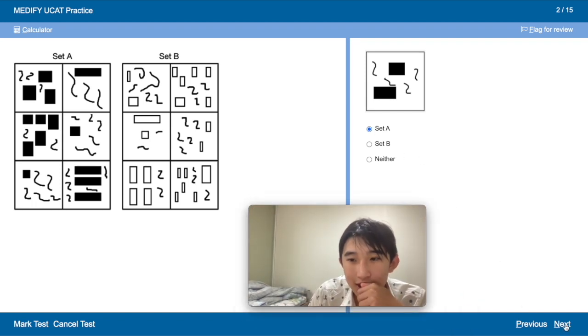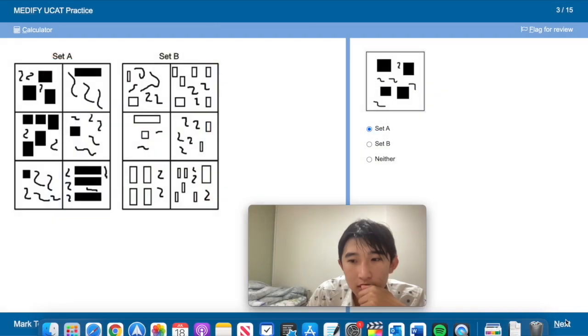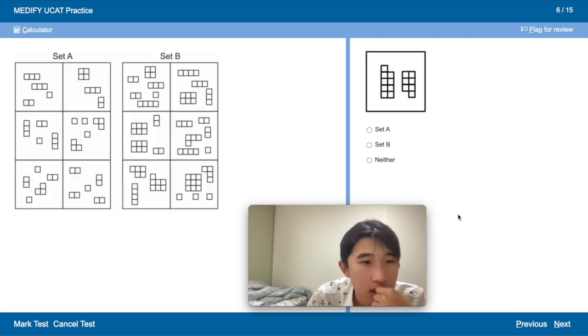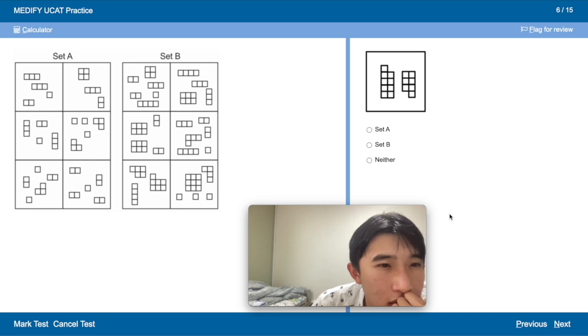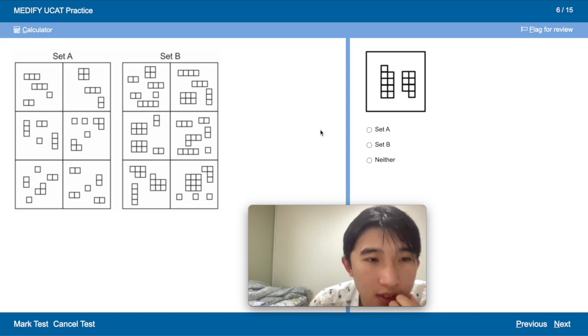I'm not sure. Just guess. Okay. Okay, so it's just nine squares. Sixteen squares and nine squares.